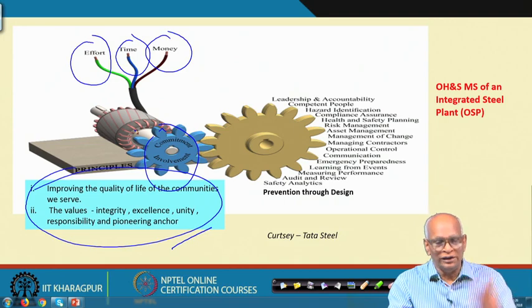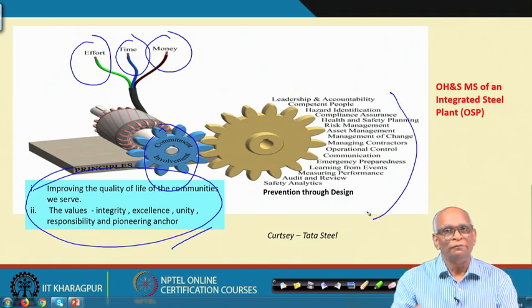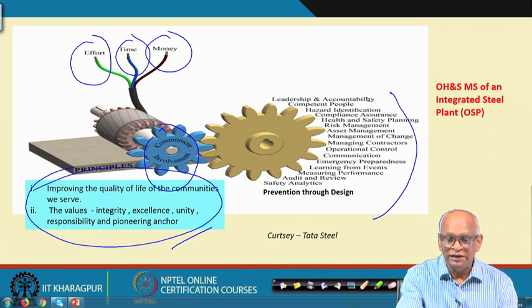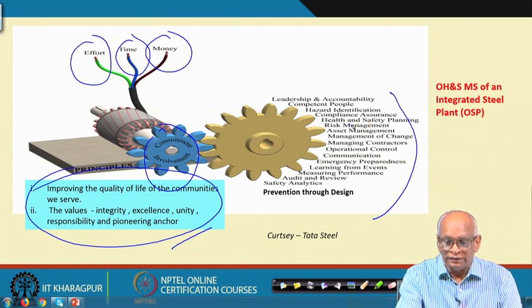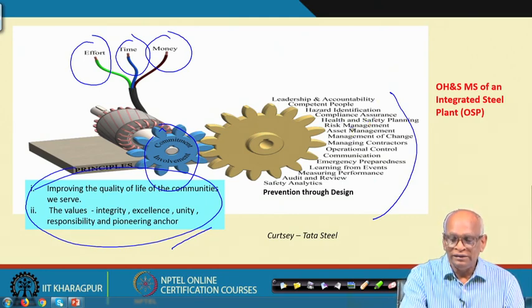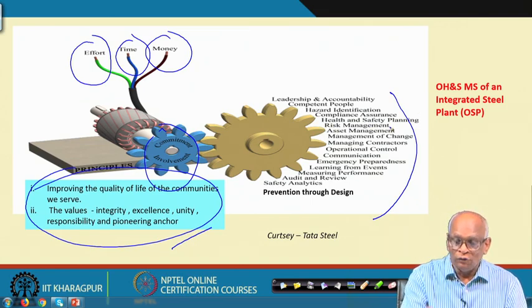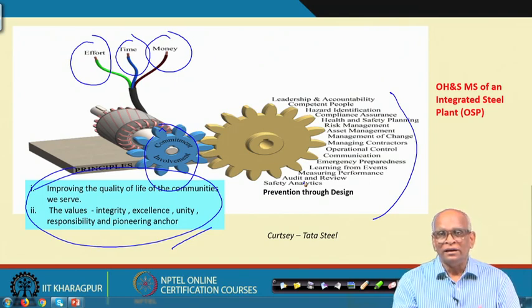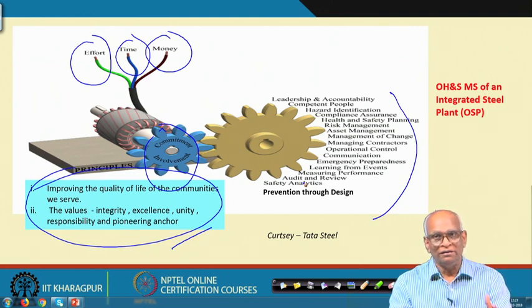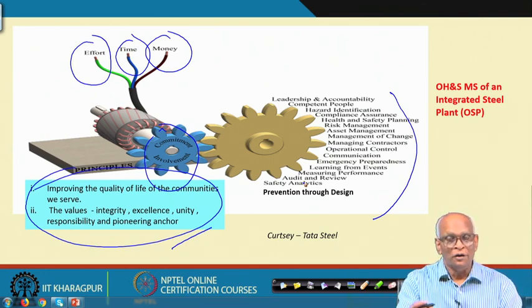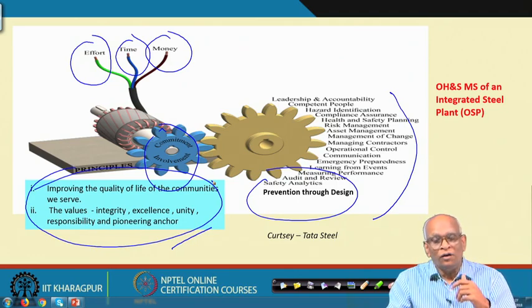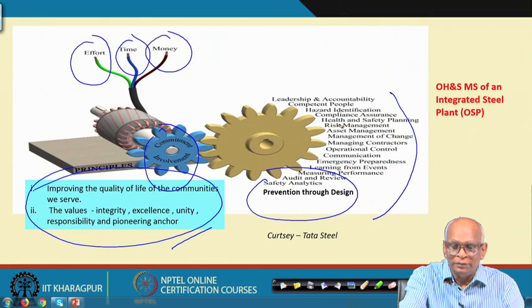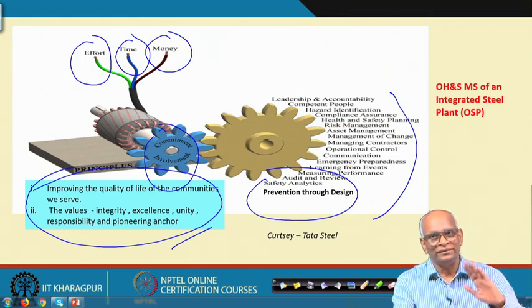They have to involve all the people at all the levels, and it is driven by the following methodology, like leadership and accountability. Competent people, they should have competent people. The system of addressing this, hazard identification, compliance assurance, health and safety planning, risk management, like that. And they have also got safety analytics. The present trend is you should capture the data and put it into analytics, so that you will get predictions, you will get prescriptions. Finally, all these things are to be implemented from the design stage, that is called prevention through design. So, these 17 methodology principles take care of all the OHSAS standard requirements.